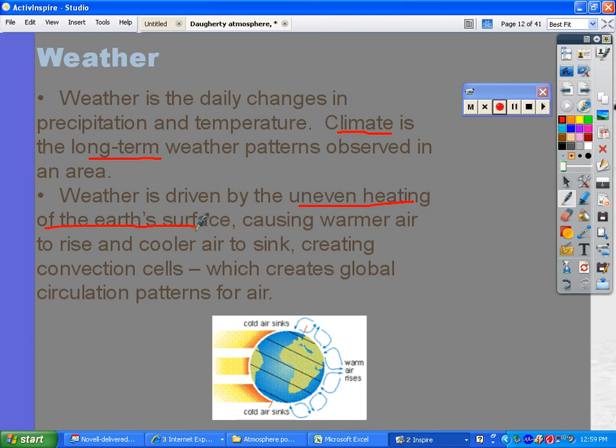We said that the sun's going to hit mostly at the equator, okay? Hits mostly right here, and that's going to drive these convection cells, which you see back here. They happen all over the Earth's surface. It causes the moving around of air, so it says it causes warmer air to rise, cooler air to sink. That just causes air masses to move around. This creates global circulation patterns for air. That's what drives all of weather. It's just the incoming sun, how it hits the planet.